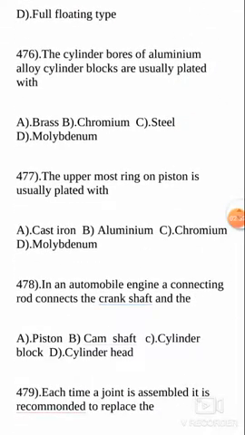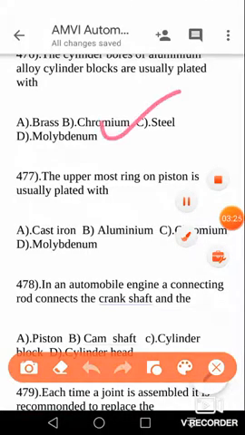Next question. The cylinder bores of aluminum alloy cylinder blocks are usually plated with what? Chromium is a very good alloying element which improves many of the properties of the components it is coated onto. So the cylinder bores of aluminum alloy cylinder blocks are usually plated with chromium. Steel cannot be used as a coating material, brass also cannot be, and for molybdenum, there is a choice between chromium and molybdenum, but the main element here is chromium. So chromium is used basically.